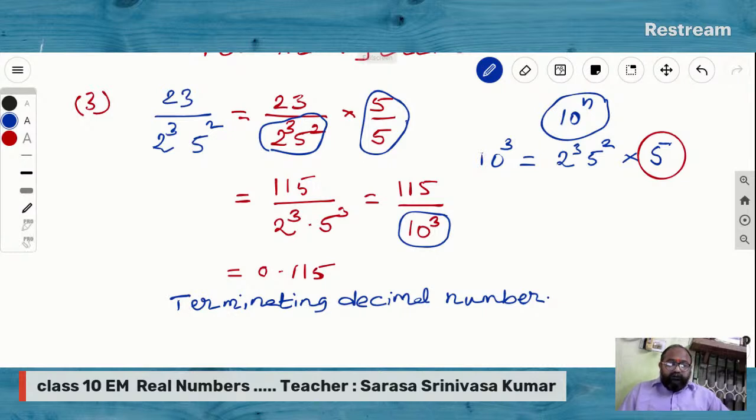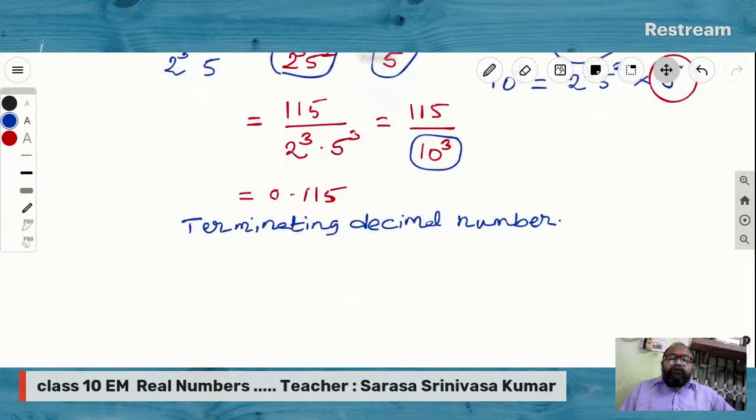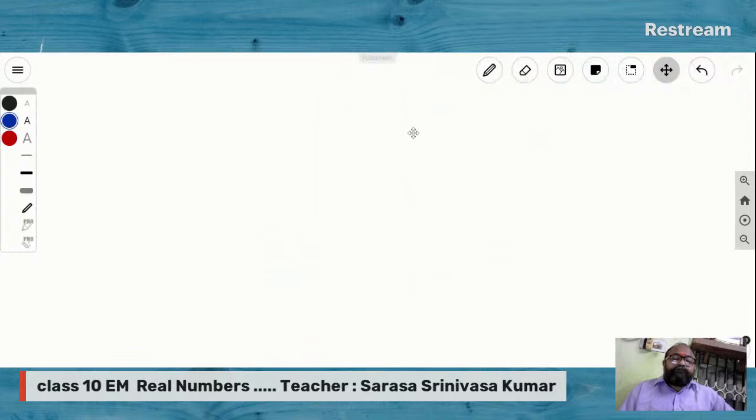So this is without division, because in the question they asked us to use the theorem. It is by using the theorem. Now, next, fourth problem.